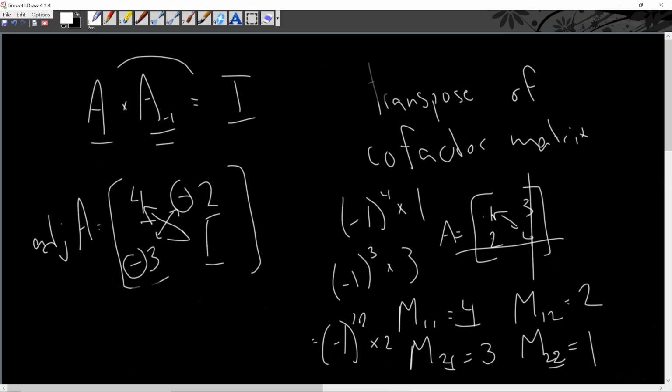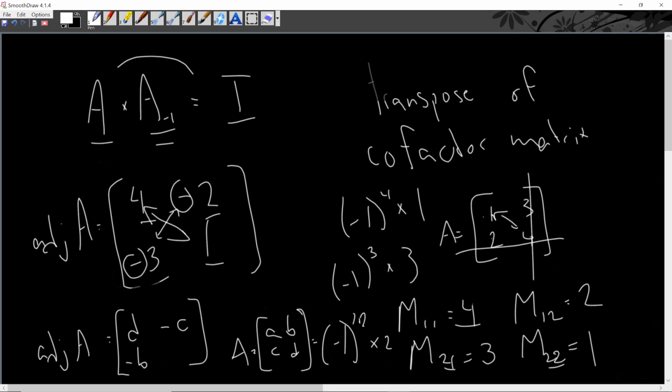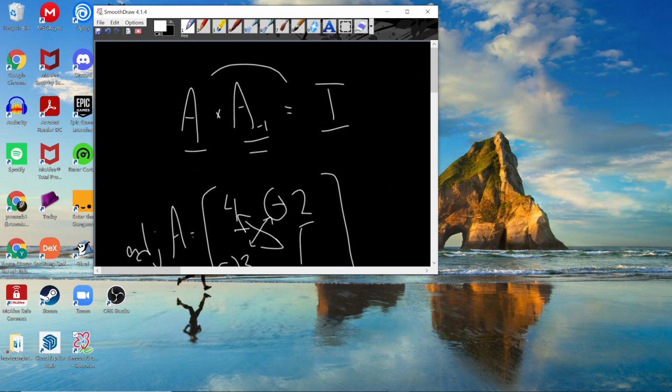You might even see this formula. It's the adjugate of A. If A is a 2 by 2, if we have A equals A, B, C, D, then the adjugate of A is going to be D, negative B, negative C, and then positive A. So you just flip the main diagonal, you flip the other diagonal, and you add negatives. So that's the adjugate of A.